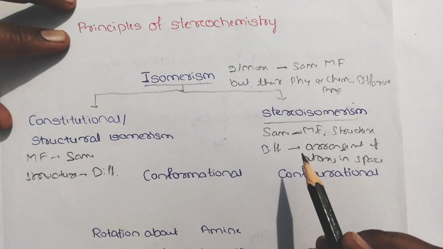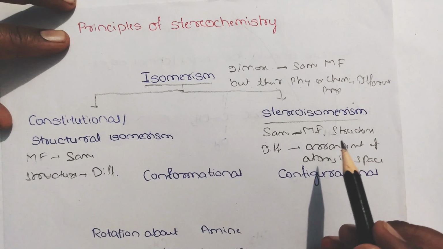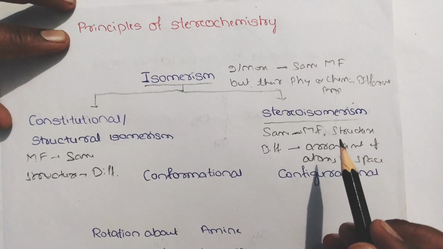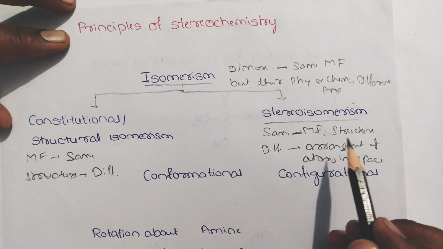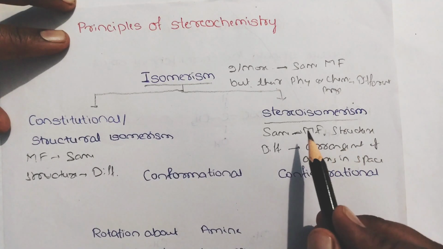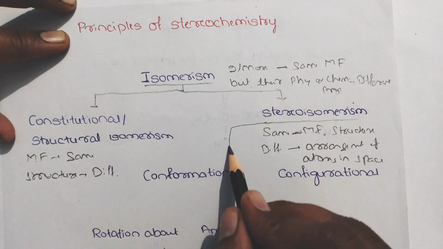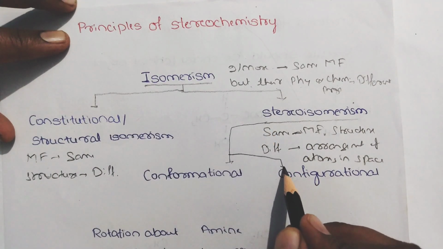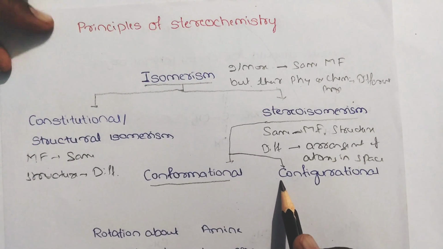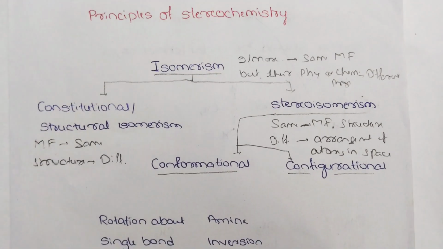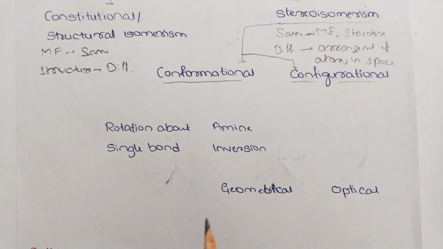Stereoisomers are two or more molecules having the same molecular formula, same constitution and sequence of covalent bonds, but differing in the relative positions of their atoms or groups in space. Again, the stereoisomers are divided into two parts: one is conformational isomers and the second one is configurational isomers. Then what about conformational isomers and configurational isomers?